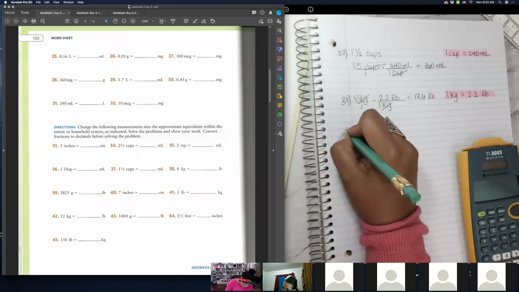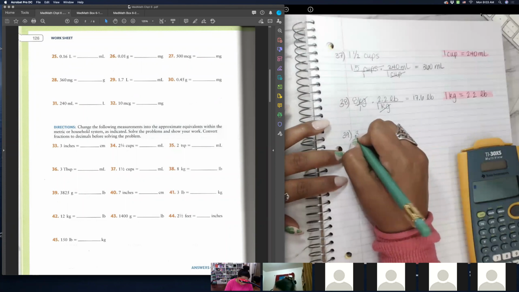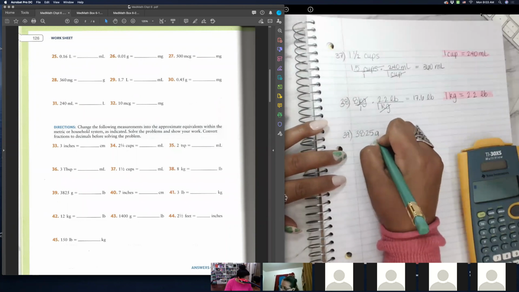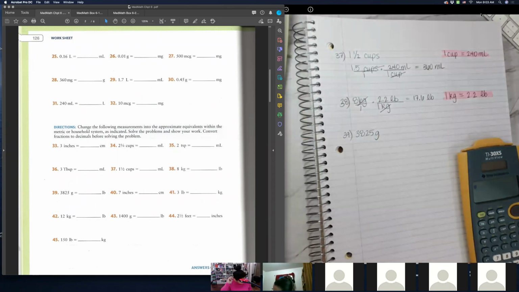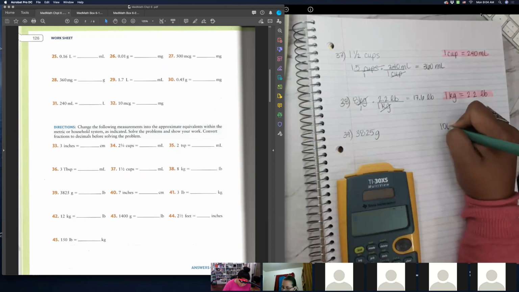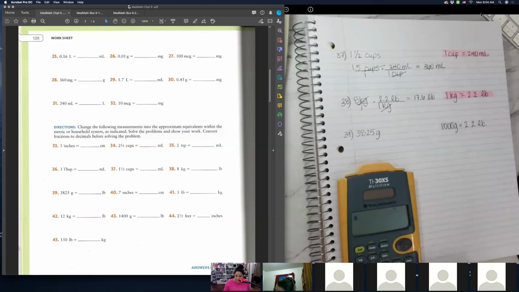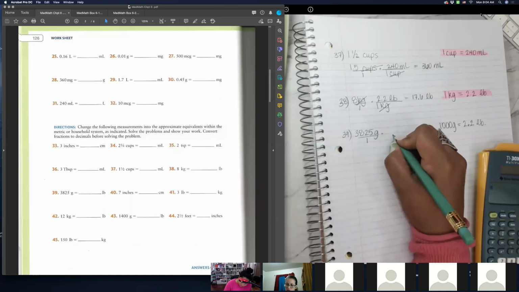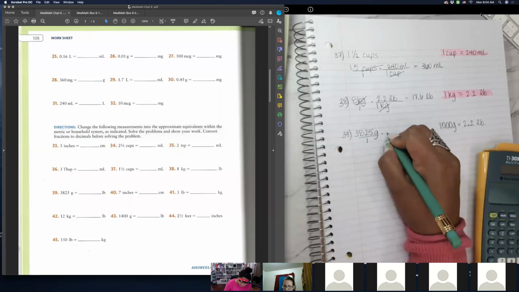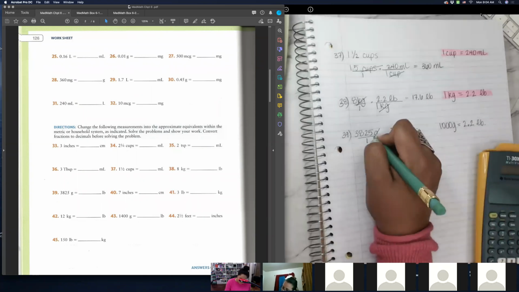All right, 39. We're taking 3,825 grams, and we want to convert that to pounds. Here's where they don't give you a direct conversion. So we're going to use instead 1,000 grams equals 2.2 pounds. Okay, so same thing. We're going to put our 1,000 grams in the denominator, and then the 2.2 pounds in the numerator. So our unit cancels.